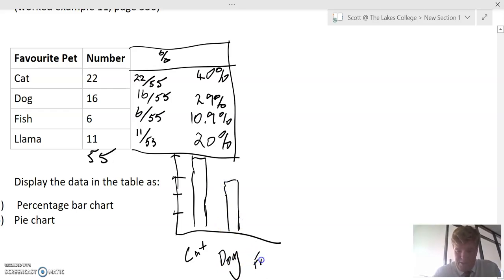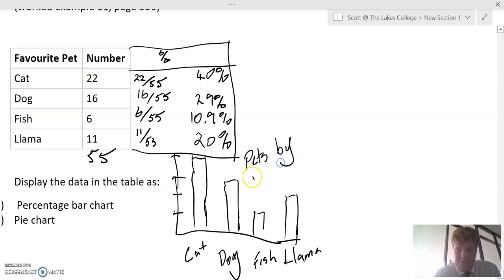Fish, not as popular, 11%. And lastly, we've got the slightly more popular llama with 20%. We'd want to have a title here, so pets by percentage. And we want to make sure we've got our axis labelled to some level.